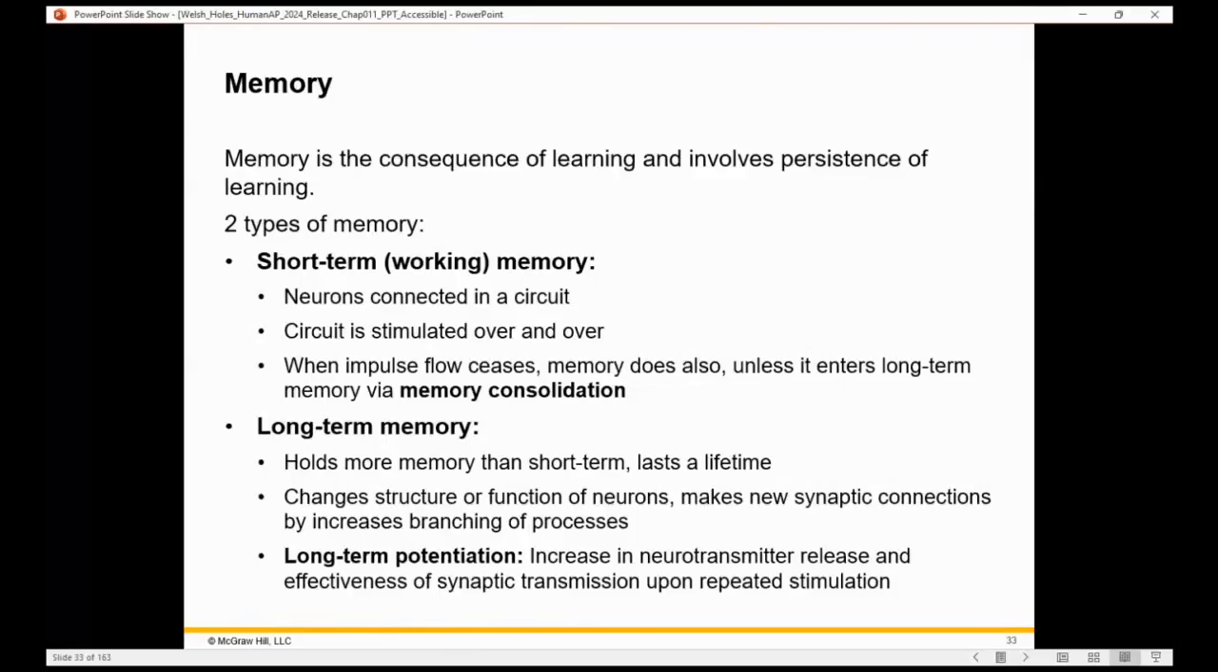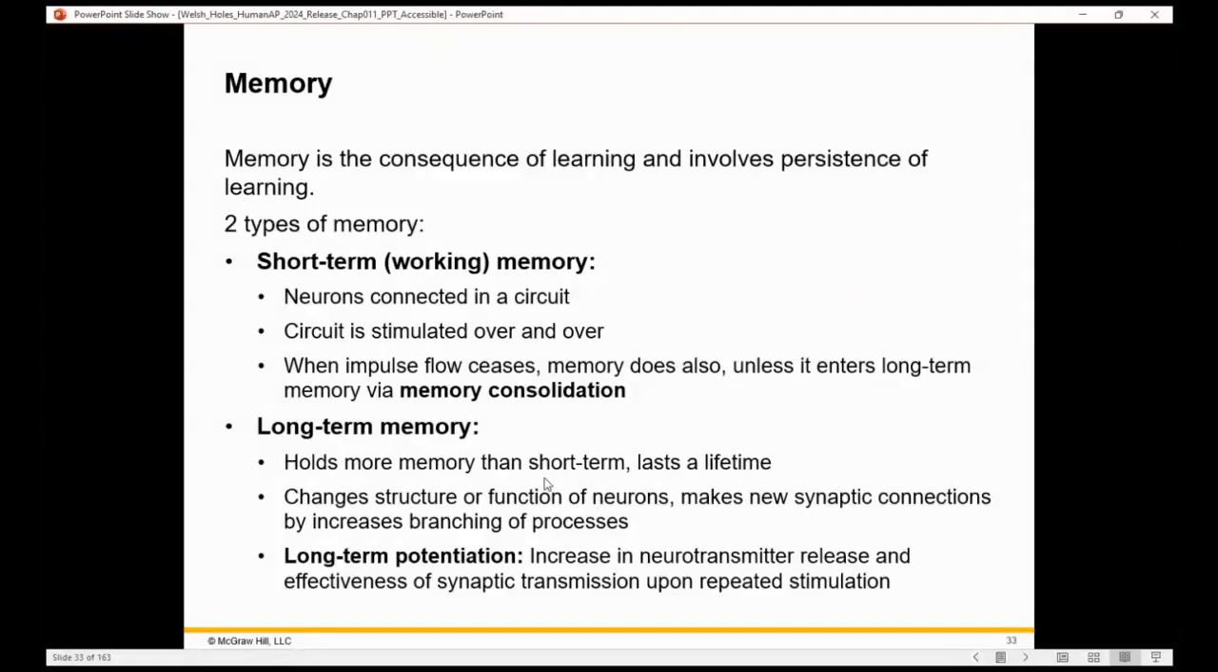So memory is a consequence of learning, and it involves persistence of learning. And there's two types: short-term or working memory and long-term. In short-term memory, neurons are connected in a circuit, and the circuit's stimulated over and over. When impulse flow ceases, the memory does also, unless it enters the long-term memory stage via memory consolidation.